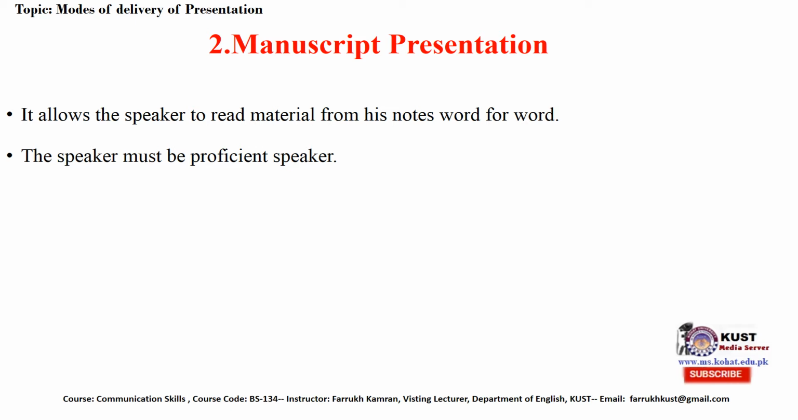But there are also certain disadvantages of manuscript presentation. The first disadvantage is it discourages eye contact with the audience, which is an essential element of oral communication. It is through eye contact that the speaker makes a rapport with his listeners. The second disadvantage is it discourages the movement of arms, hands, head, and shoulder, which are very essential for effective delivery. The third disadvantage is the speaker cannot add more material to the already written material. Sometimes it is very essential to add more material from our mind as the situation demands it. So manuscript presentation has some advantages, it also has some disadvantages.